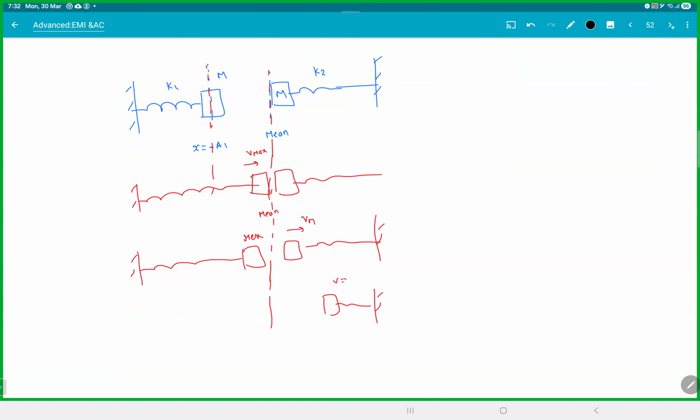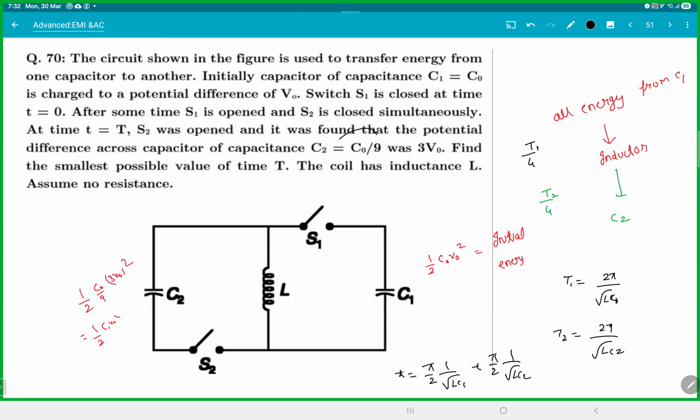So the question has simply become how much time will it take? This will take T1 by 4 and this will take T2 by 4, where T1 is nothing but 2 pi root m by k1, and T2 will be 2 pi root m by k2. Now the comparison is making sense. The main thing was figuring out that this is C naught by 9 and 3V naught. Then it's pretty easy. If that was not true, it would have been a fight. We could still figure it out with SHM, but we'd have to do a little more work. If you know the values of C1 and C2, substitute them and you're done.